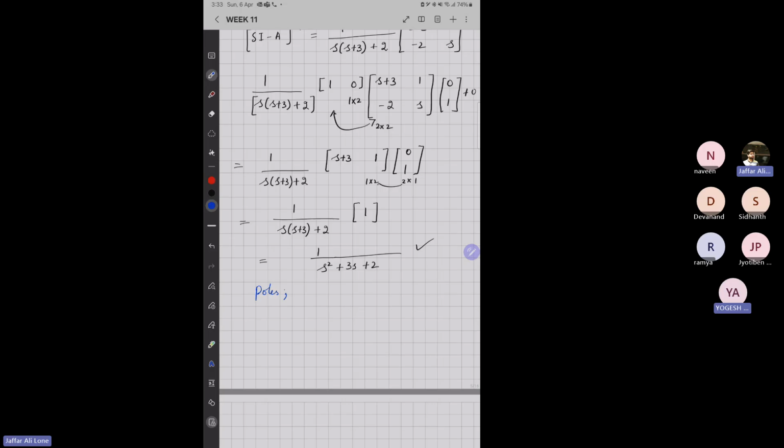What will be the poles? Poles at minus 3 and minus 2, and minus 1. Yes, poles will be -2 and -1.